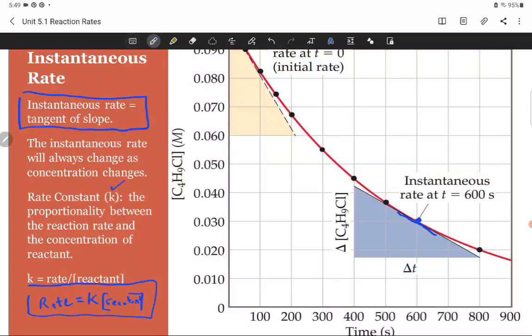But all I need to show you with this graph is that we could do what we did in the last graph and get an average rate, but we can also get an instantaneous rate. And the instantaneous rate at like 600 seconds is going to be much different than like at 200 seconds. At 200 seconds, that slope is much more severe than at 600 seconds. So this is faster here, and this is slower. Okay.